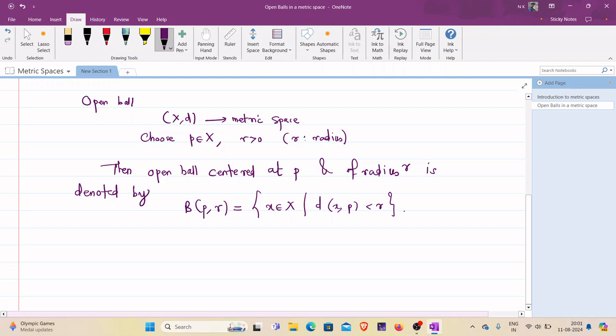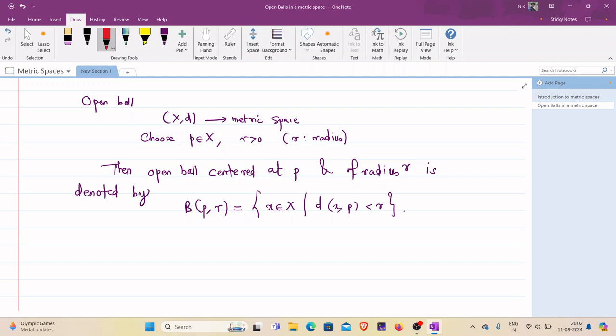Now we will talk about this particular definition with some illustration. But keep in mind that this illustration is merely for the purpose of understanding. It does not reflect the exact metric space under consideration because X is a non-empty set. It can be anything, right? That completely depends on the set under consideration. I'm just providing illustration for clear understanding of the definition.